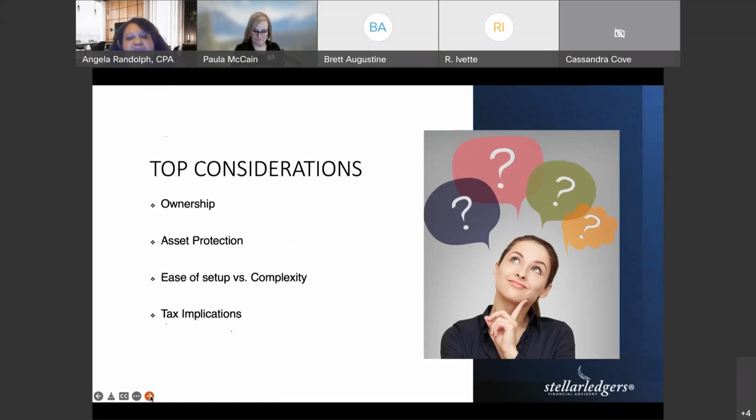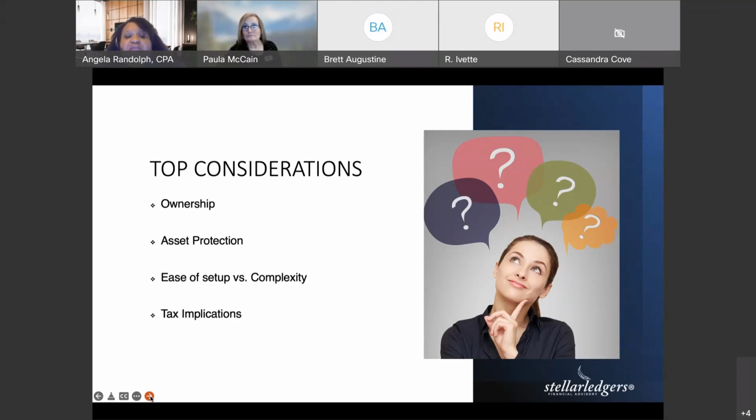So the top considerations, not every consideration, but the top ones that you want to keep in mind, is ownership. How many owners are going to be involved in the business? That will dictate the type of business structure that you'll have to form. Asset protection, if you have significant personal assets that you may want to protect from possible legal disputes that may generate from the business. And starting out, ease of setup versus complexity may be a top consideration if you want to easily set up a business and not go through lots of complexity. That may be one of your top considerations as well.